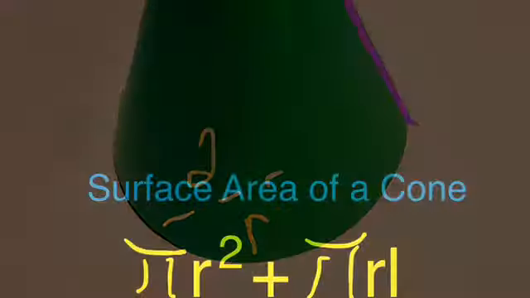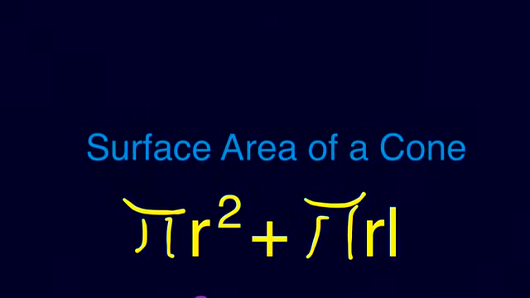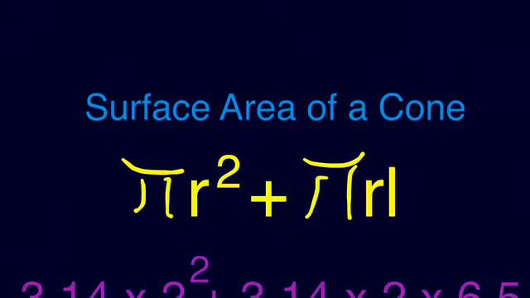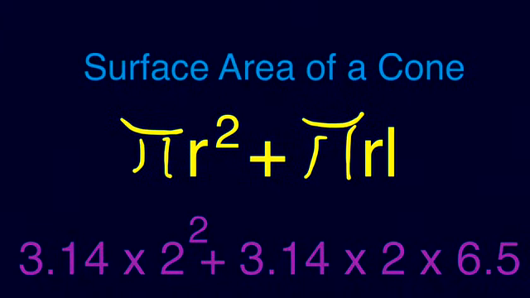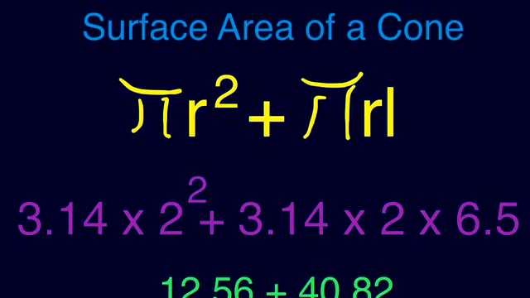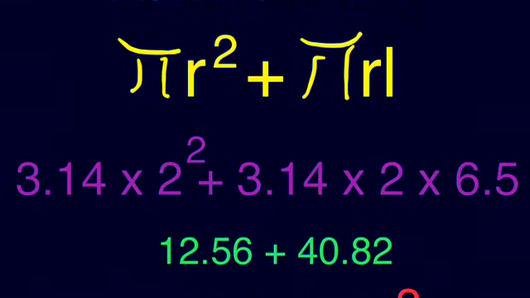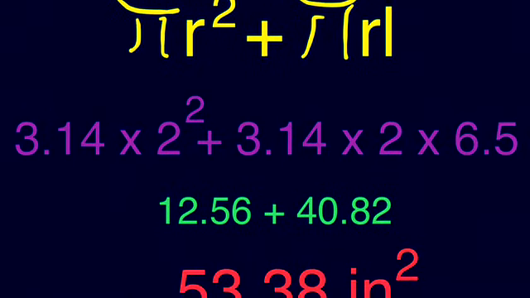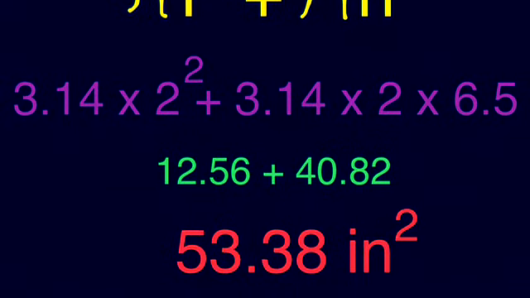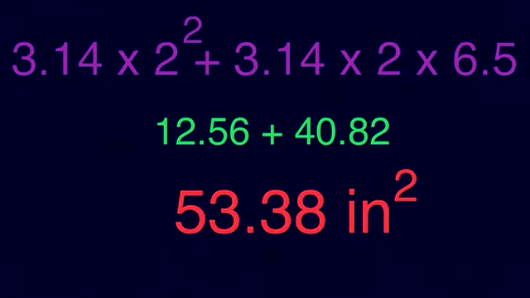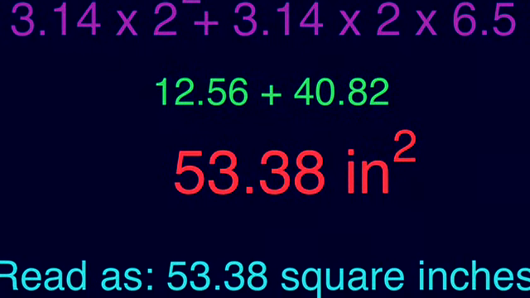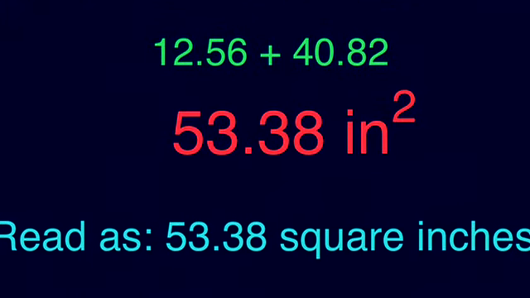After measuring, I found the slant height, L, to be 6.5 inches. The radius was 2 inches. So for us to determine the surface area of this cone, we would replace the pi symbol with 3.14. We will then replace the R with 2 and the L with 6.5. Simplify the expression. We have determined that the surface area of this cone is 53.38 square inches.